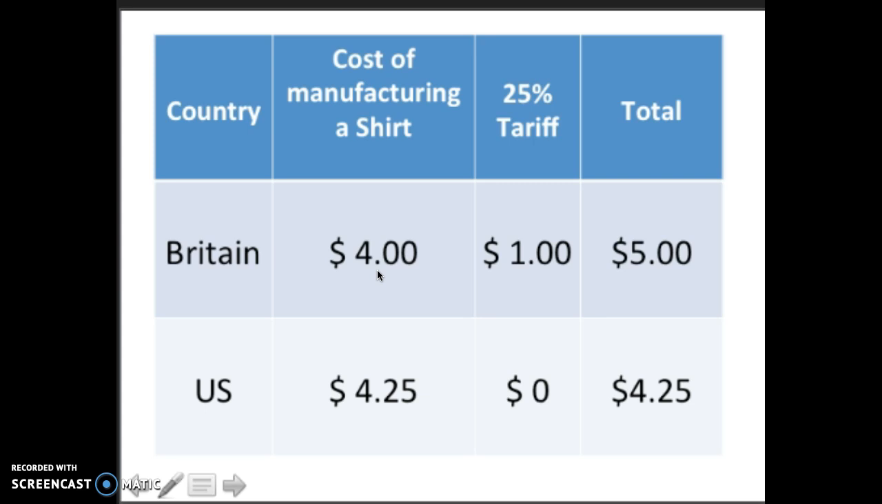The northern manufacturers realized that their shirts were not being sold because everybody was buying British goods. So northern companies asked Congress to establish a tariff. Again, tariffs are taxes on imported goods. Congress did so. So let's just assume they put a 25% tariff on goods coming from Britain. So now they have to add $1 to that same shirt. So at the end of it, Americans now had a choice to pay $5 for the British shirt after the tariff, or to buy the northern manufactured shirt for $4.25.